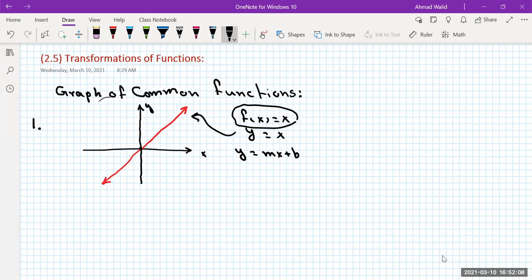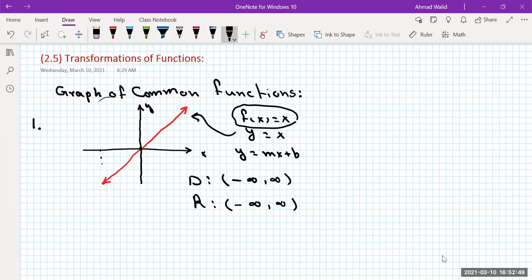We call this one of the common functions. What is the domain of this function? The domain is from negative infinity to positive infinity. You can see it, right? The values of x start from negative infinity to positive infinity. The range is also from negative infinity to positive infinity. These are the characteristics of f of x equal x, correct?